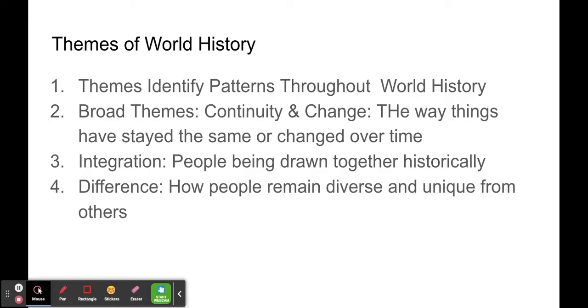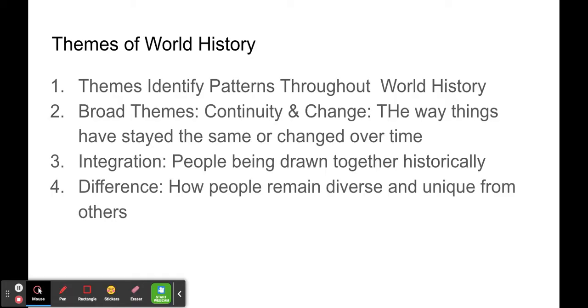There are a couple broad themes that we're just going to briefly talk about: continuity and change, the way things have stayed the same or altered over time. Maybe both, I don't know. And integration, people being drawn together throughout history by historical factors, people that are very, very different, but they're similar because X, Y, or Z occurred to them.